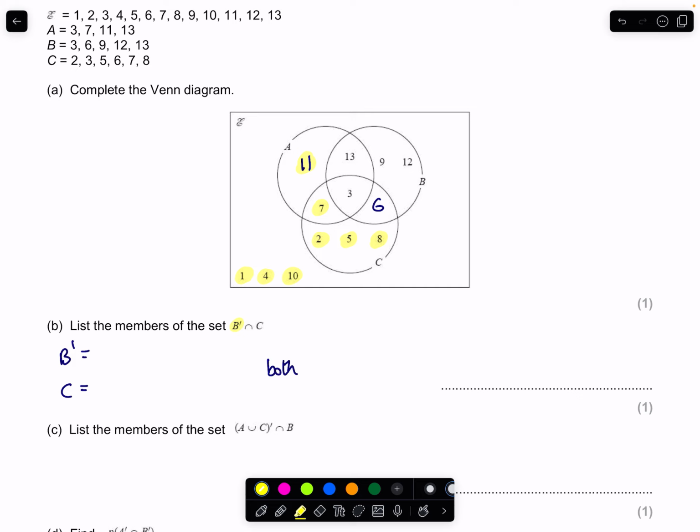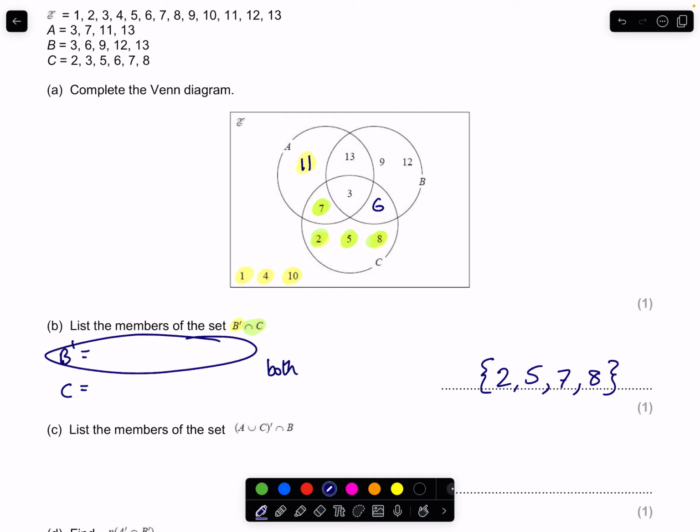And if I then look at what is also in C, then I will have this, this, this, and this. They're the only 4 that are outside of B and in C. So technically, I can just list 2, 5, 7, 8 straight away. That'd be the quickest way of doing it. But like I said before, if you list everything that's not in B, everything that's in C, and then identify what's in both, that would also work.